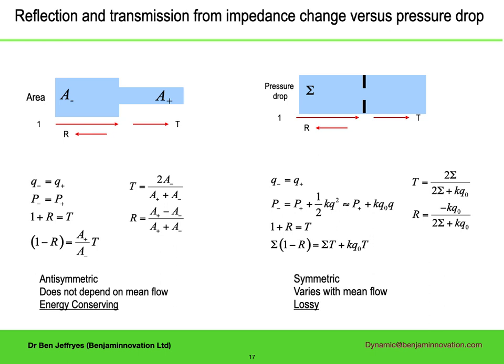Firstly, the reflection is symmetric, the same reflection coefficient from upstream or downstream. Also, it varies with mean flow. The higher the flow, the bigger the reflection, and also it is lossy. The whole reflection process dissipates acoustic energy.